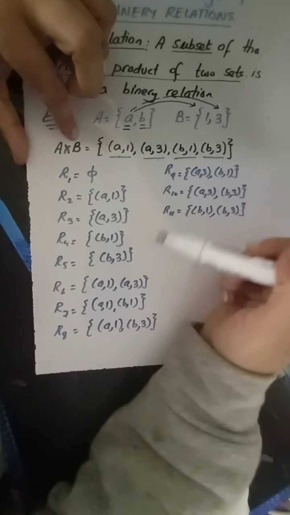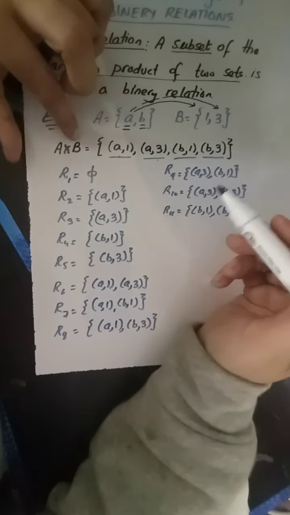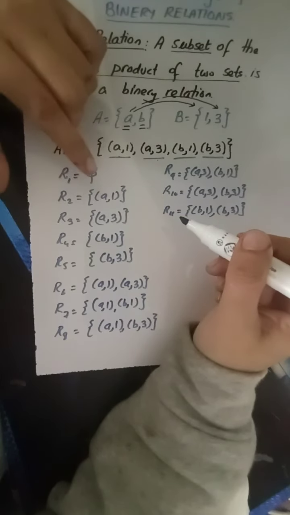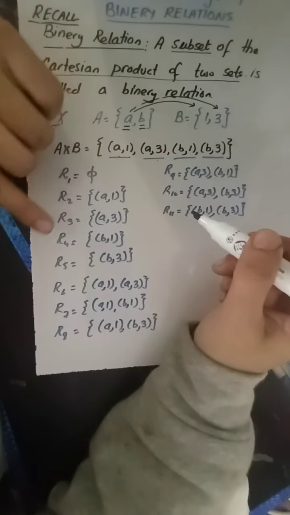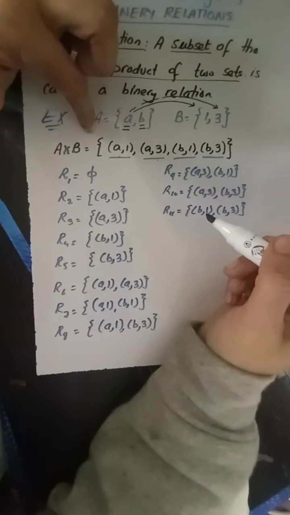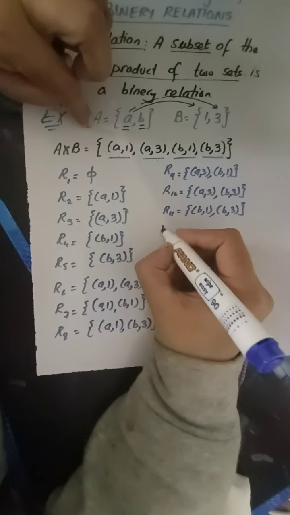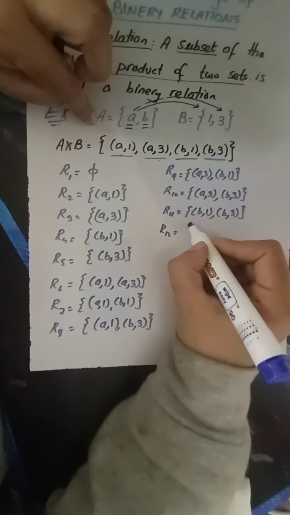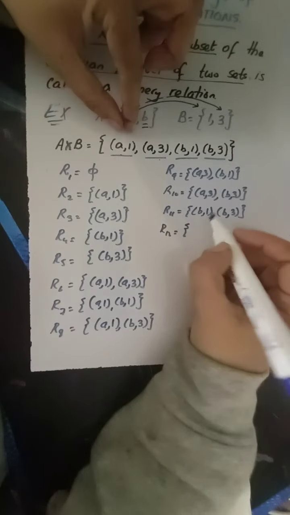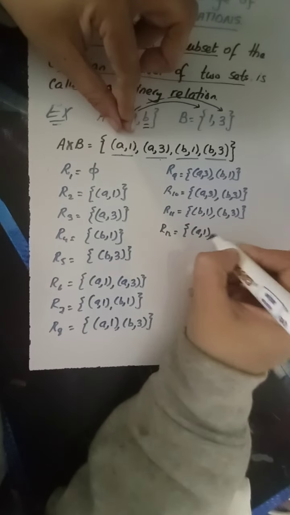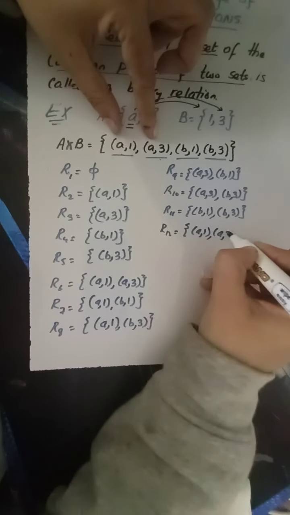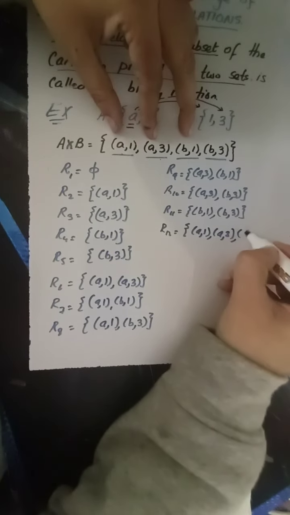So the only thing that you need to check, if you are given a set containing ordered pairs, is whether it is a subset of A cross B or not. If it is a subset, then it means that it is a binary relation. Okay, so now let me make the subsets which contain three elements. So I'm going to take A1 with A3, and then I'm going to take B1.